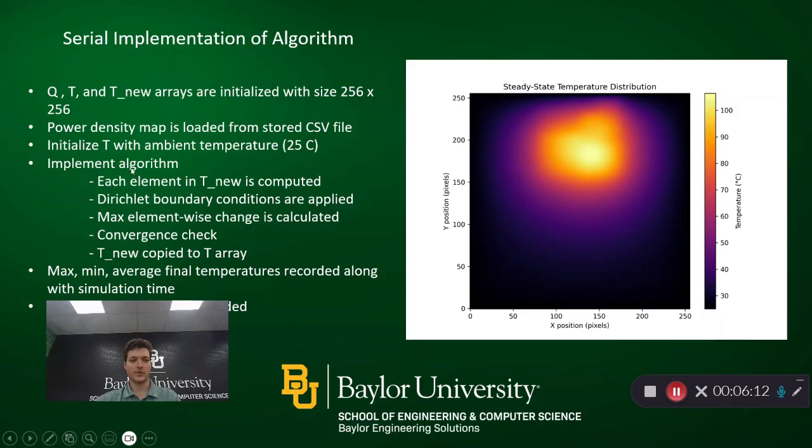And then for the algorithm implementation, use the formula to compute each new element in T_new, applied the boundary conditions, computed the max element-wise change, and then checked for that convergence of less than 0.001 difference, and then just copied the new array to current for the next iteration, and then just some data of the final values and execution time was recorded.